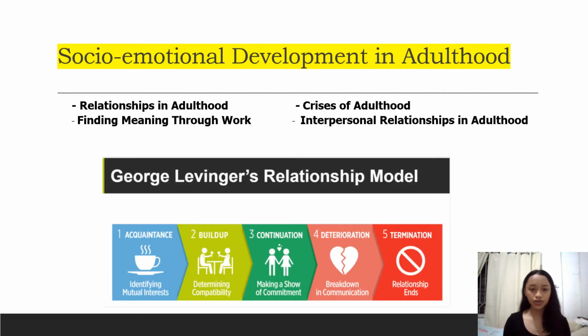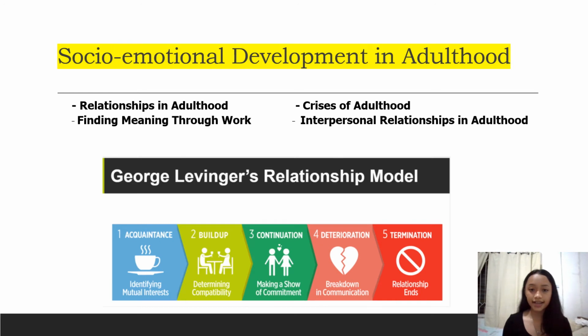So next is social-emotional development in adulthood. Let us talk about relationships in adulthood. It is simply that a person can identify themselves through relationships. As years pass by, we have more relationships with people, like having a family. It is where we determine who we truly are as an adult.